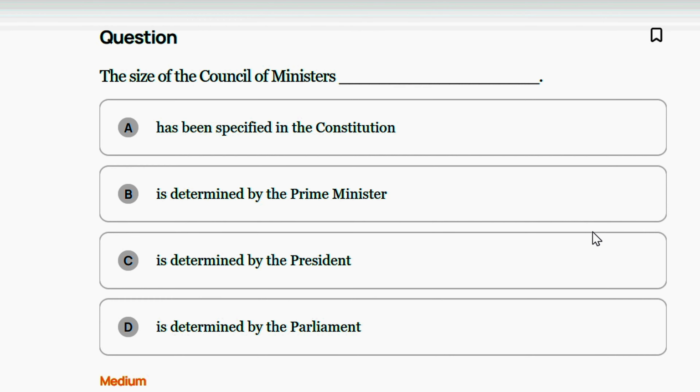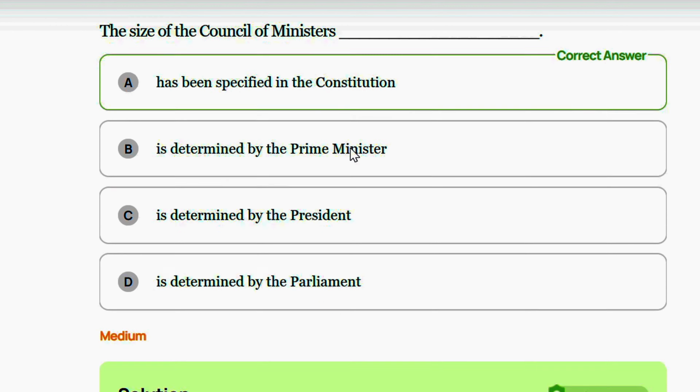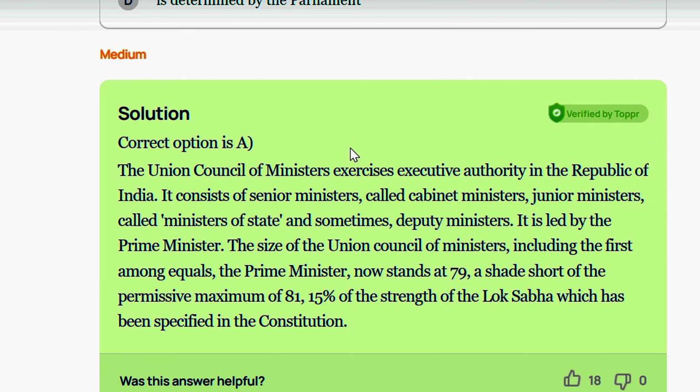The size of the Council of Ministers has been specified in the Constitution. This is the answer. Correct answer is A.